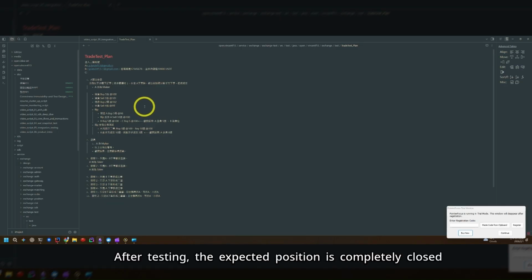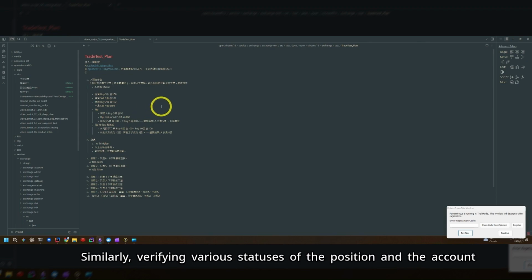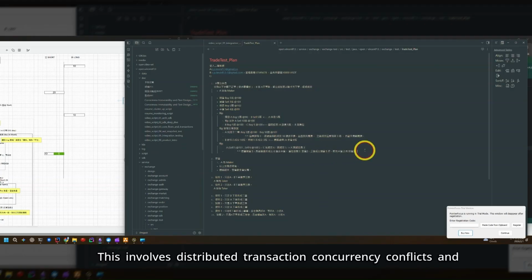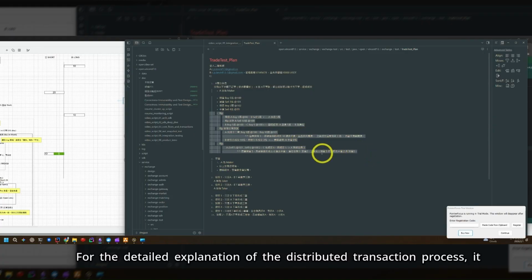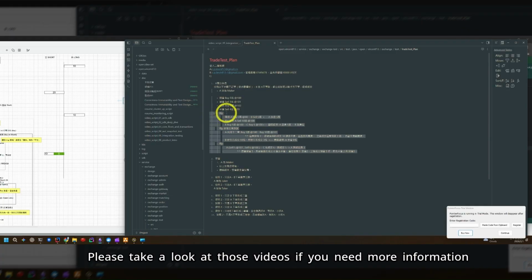After testing, the expected position is completely closed. Similarly, verifying various statuses of the position and the account, the next thing to test is the flip situation. This involves distributed transaction concurrency conflicts and contention handling, so it's the focus of this test. For the detailed explanation of the distributed transaction process, it has been mentioned in other videos. Please take a look at those videos if you need more information.